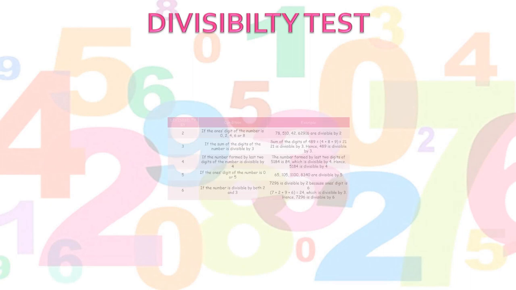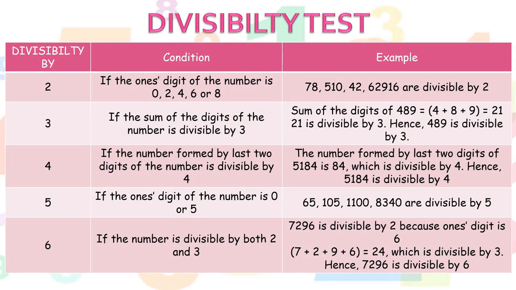Divisibility test. So, here are the conditions for divisibility by some of the numbers. So, the first number is 2. If the ones digit of the number is 0, 2, 4, 6 or 8, then the number is divisible by 2. That means all the even numbers are divisible by 2.